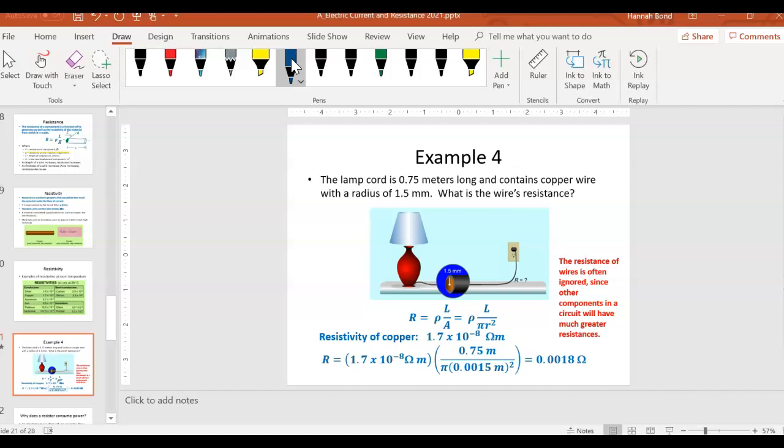And so we find the resistance of this 0.75 meter long cord is only 1.8 milliohms, very small.